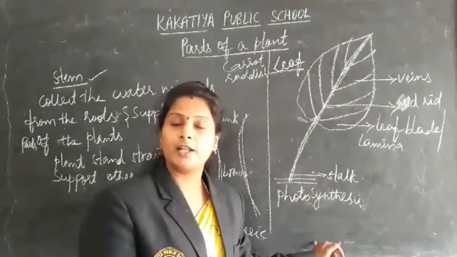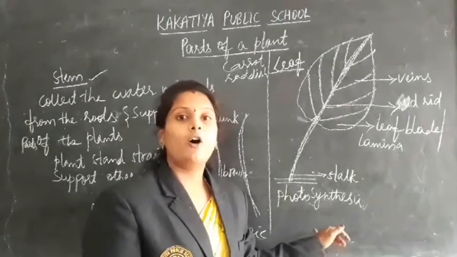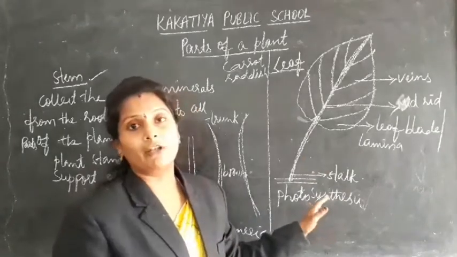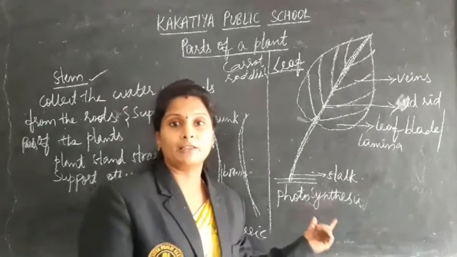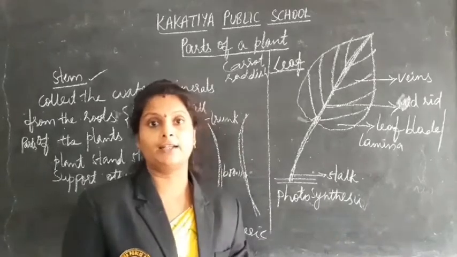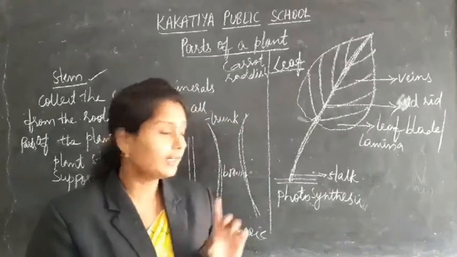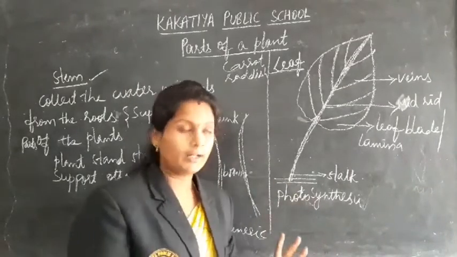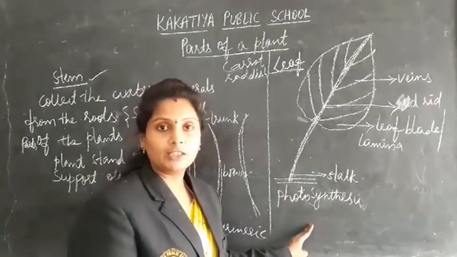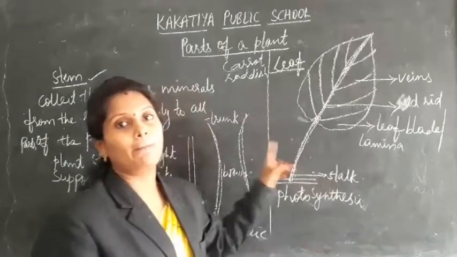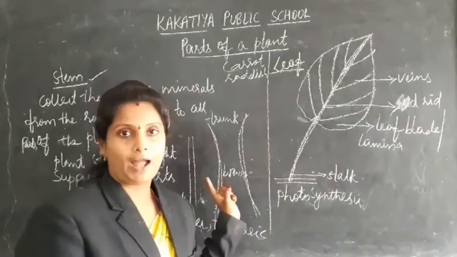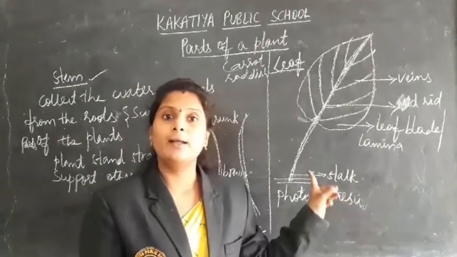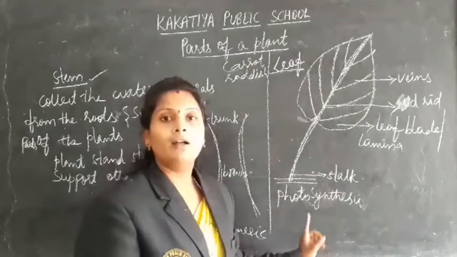That is why the leaf is called the kitchen of a plant, or the food factory of a plant. Green plants prepare their own food in the presence of air, sunlight and water. That process we call photosynthesis. The prepared food is supplied to all parts of a plant. That is why we call it the kitchen or food factory of a plant. Okay, this is about a leaf.